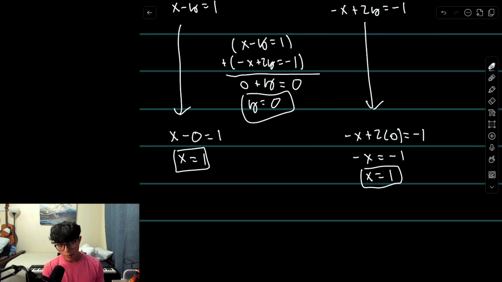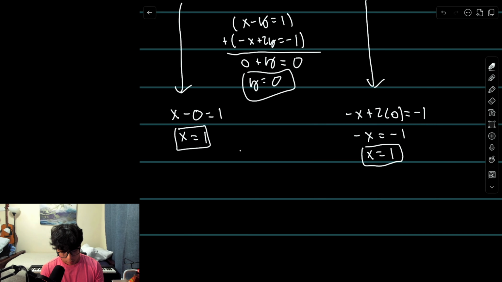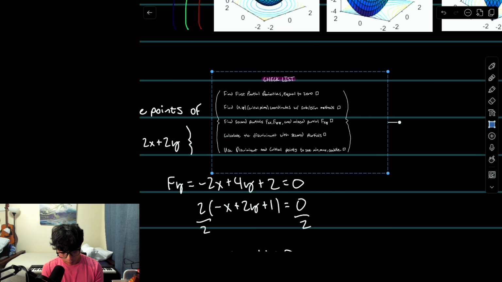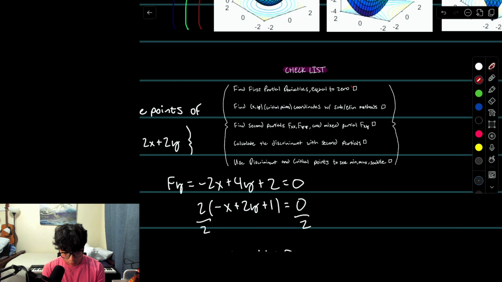This is important because that gives us our critical point with our x coordinate being 1 and our y coordinate being 0. So that is our first critical point. In our checklist, which I'll make bigger because I could barely see it, we found the first partial derivatives and set them equal to 0. And we found our x and y using either substitution or elimination methods. In this case, it was elimination.